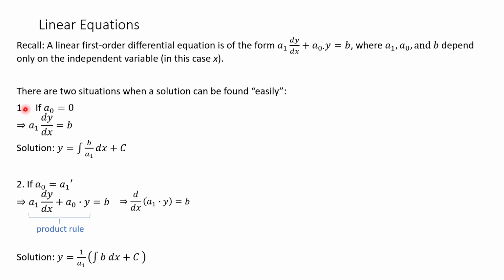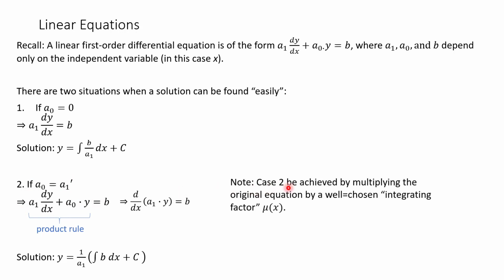So both of these two situations, either when the term involving just y is gone, it's 0, because a sub 0 is 0, or when a sub 0 is the derivative of a sub 1. This is more so number 2 here, the situation we're going to see more often. Okay, so case 2 can be achieved by multiplying the original equation by a well-chosen integrating factor, which we call mu of x. So case 2, what's going to happen is a lot of the time we're going to get to case 2 by creating it.